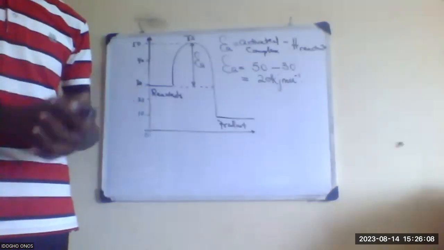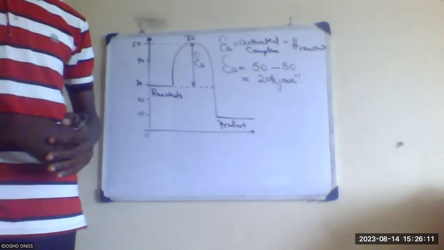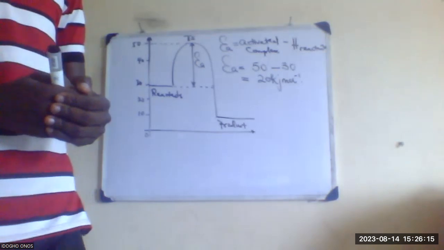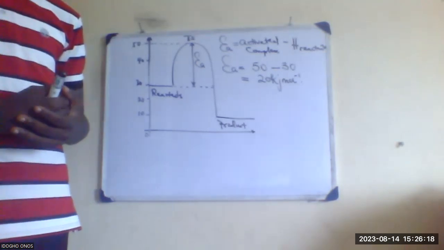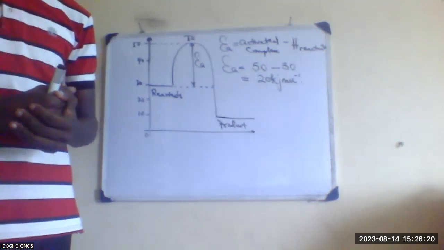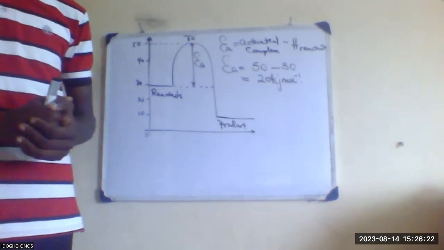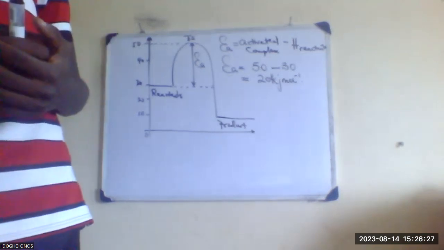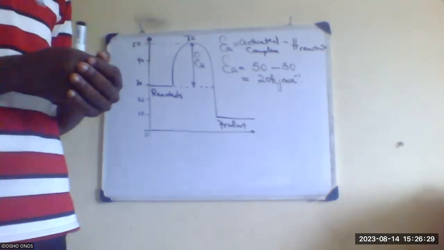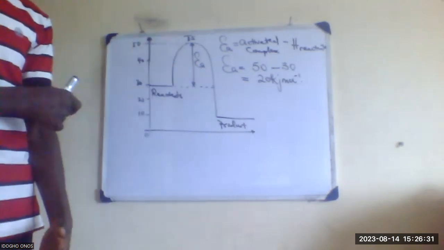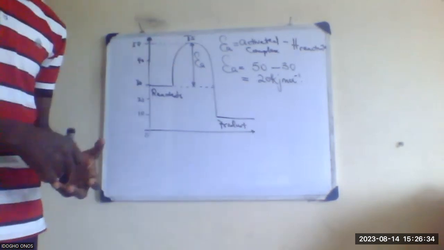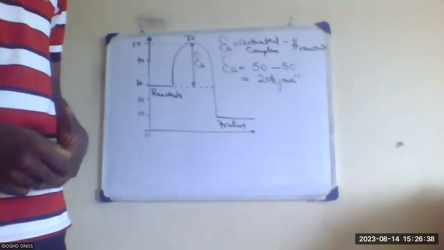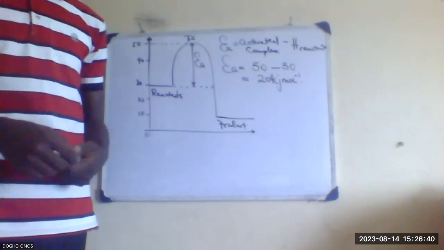Temperature, pressure, concentration. What else? Catalyst. Sunlight. Nature of reactant, or you can call that one surface area. That is in terms of nature of reactant. So these are the factors that affect the rate of a chemical reaction: temperature, pressure, concentration, nature of reactant or surface area, catalyst, sunlight.